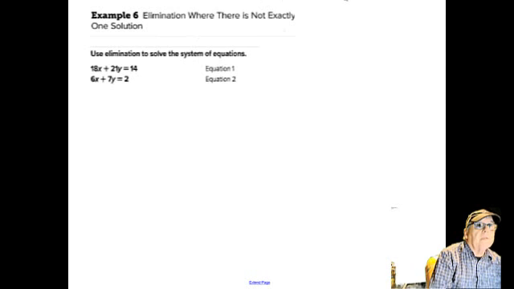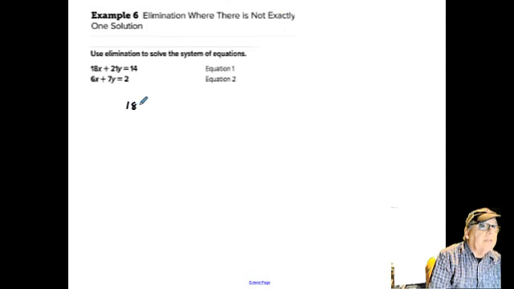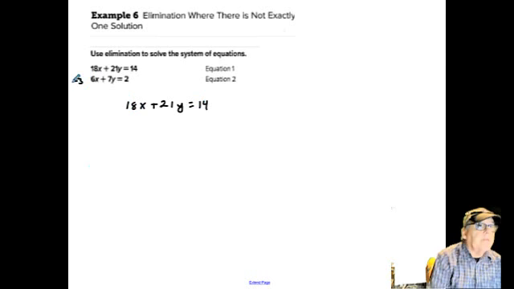So that's what the plan is. Switch colors and get black. So we've got 18x plus 21y equals 14. And this second equation I'm going to multiply by a negative 3 to make the x's opposite. So I get negative 18x. A negative 3 times a 7 is a minus 21y. And a negative 3 times a 2 is a minus 6.